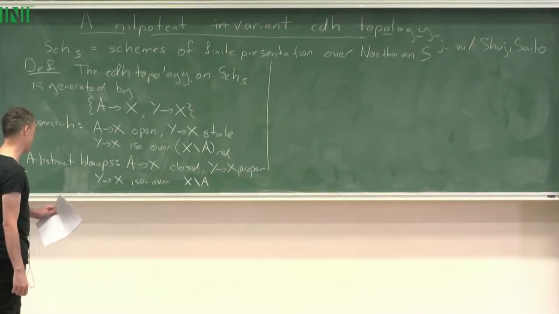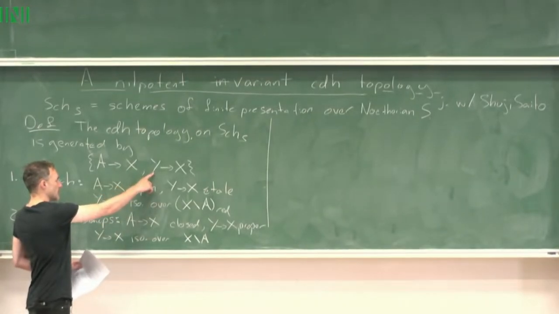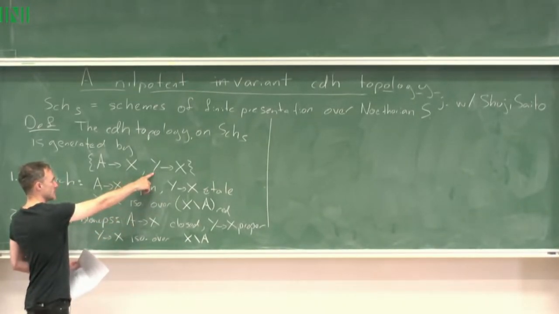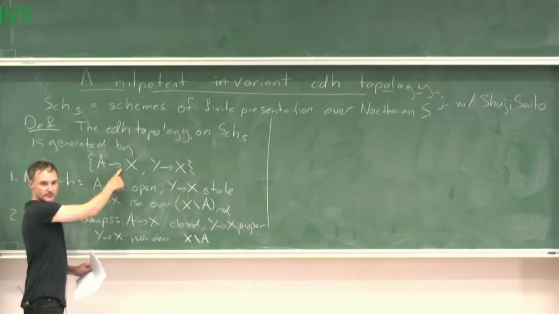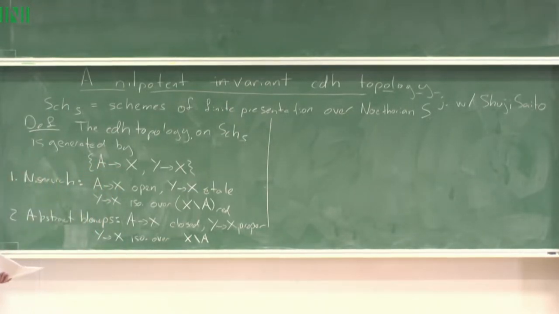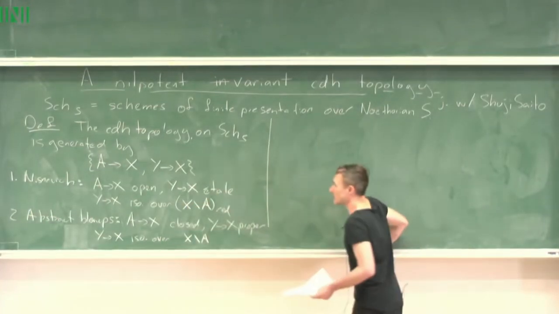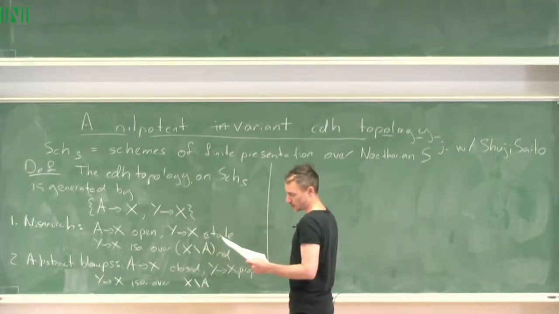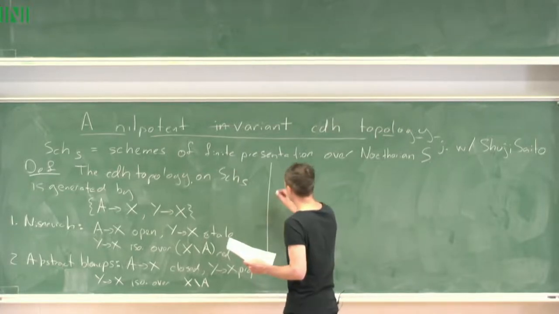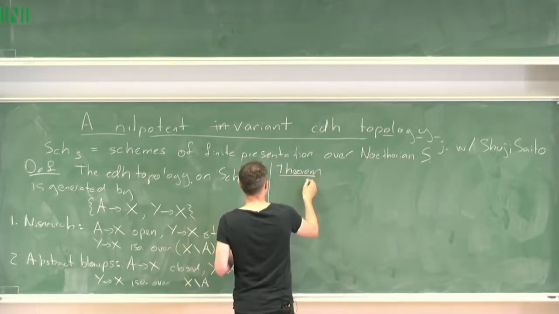Although in the end, it doesn't matter, because a special case of this is when Y is empty and A is the reduced X. So the CDH topology can't see any nilpotents. And this is basically the thing which we don't like, or which causes problems sometimes.